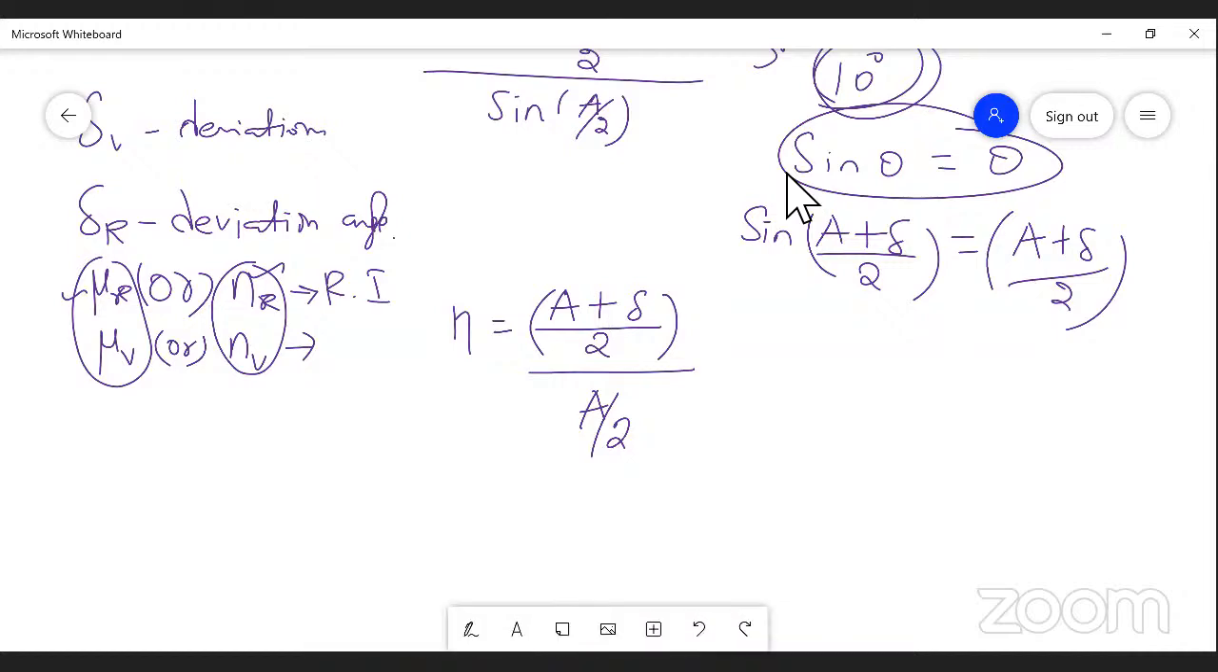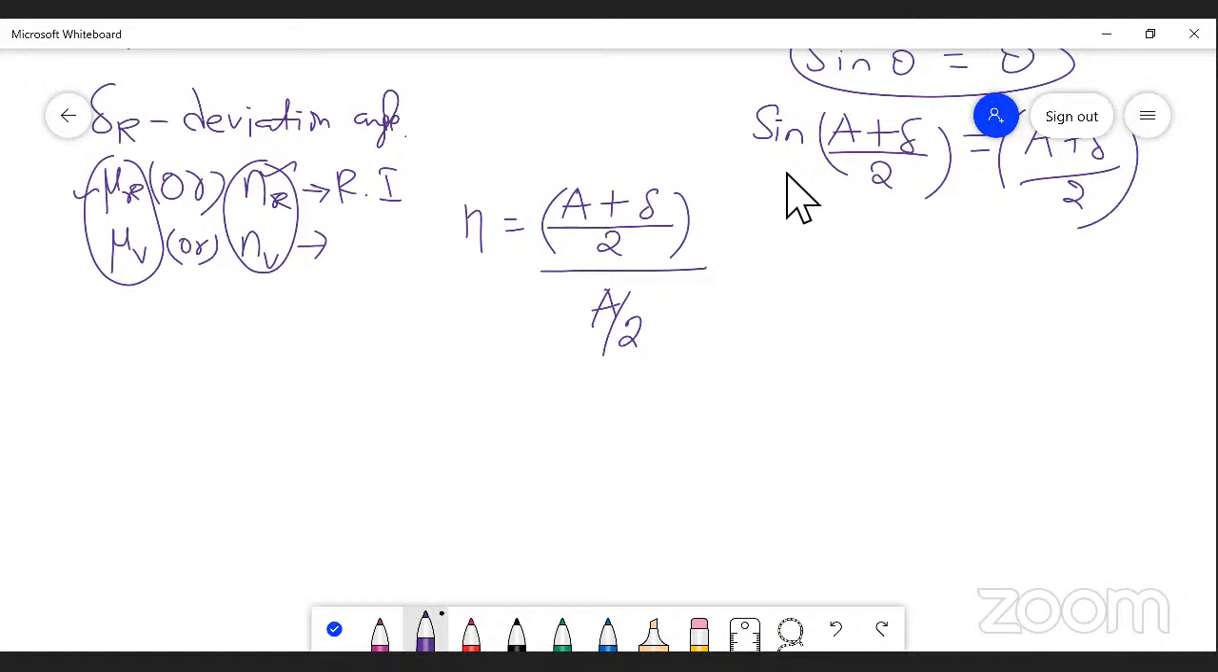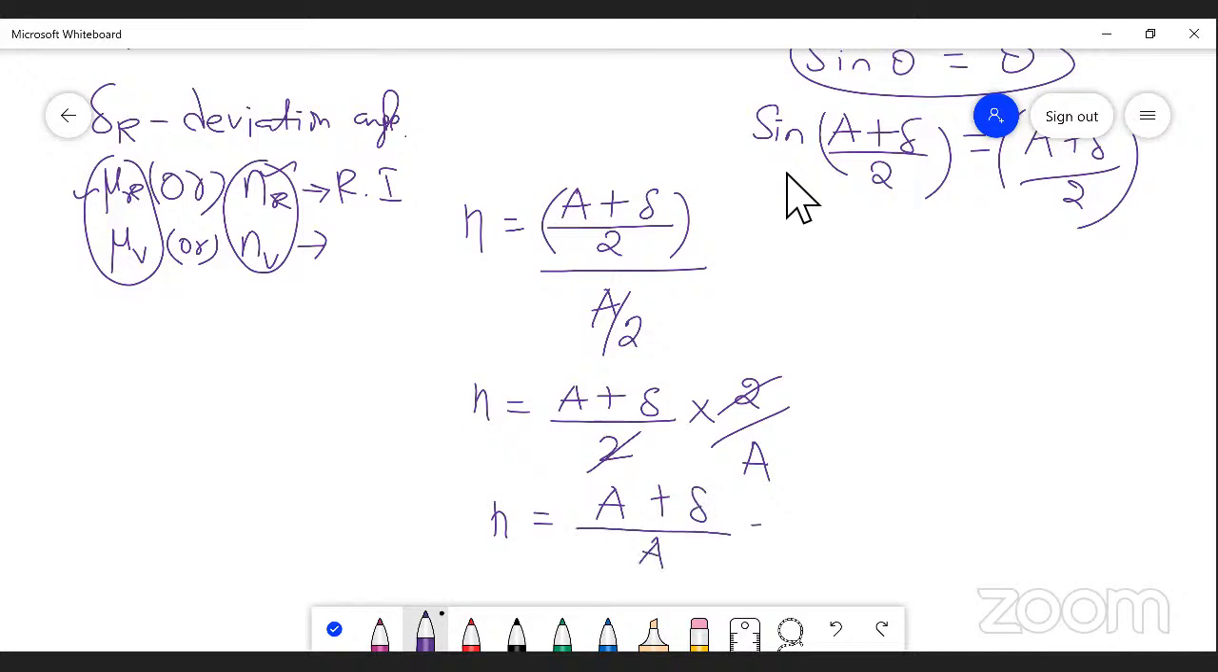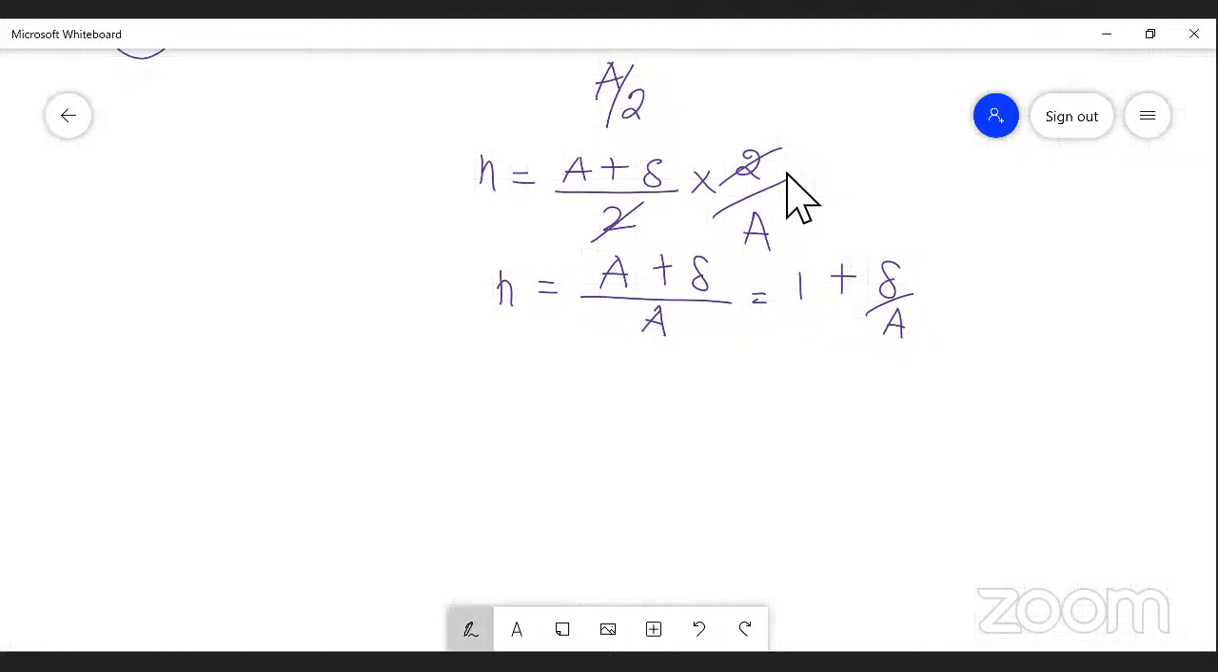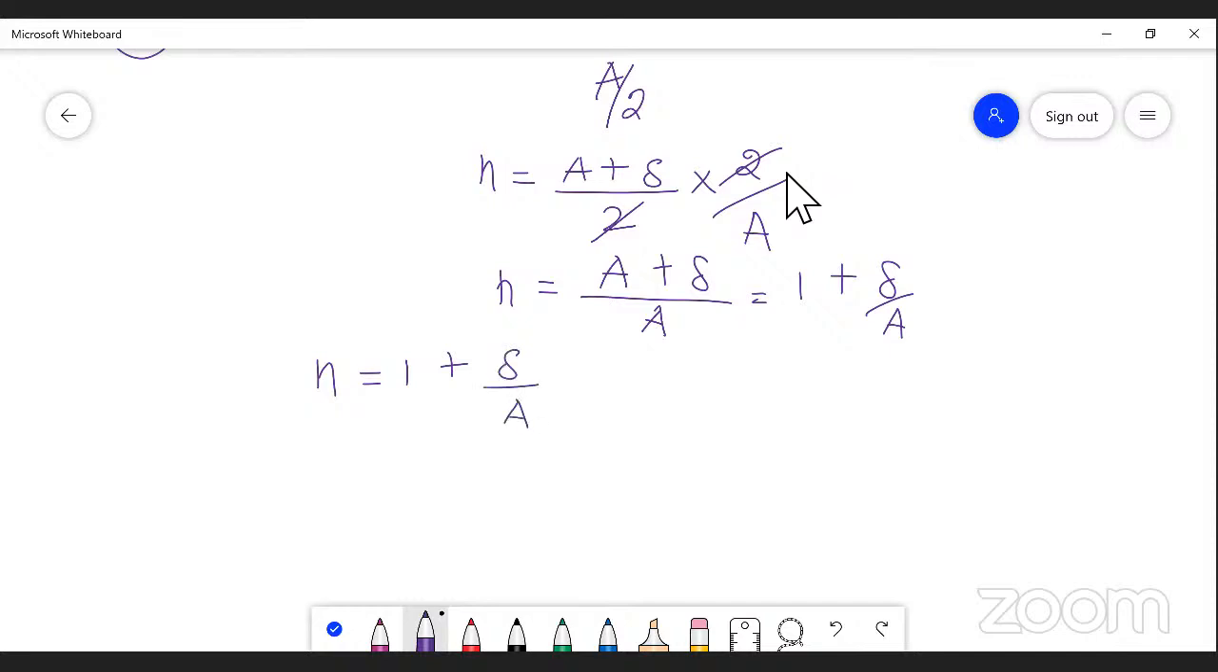Just simplify this. I want to calculate the refractive index of the medium. N is equal to (A plus del) divided by 2, into 2 divided by A. So 2 cancels. So n is equal to (A plus del) divided by A, which is equal to 1 plus del divided by A. The refractive index of the medium is equal to 1 plus del by A. So the positive 1 goes to the other side: n minus 1 is equal to del by A. So the deviation is equal to (n minus 1) into A.